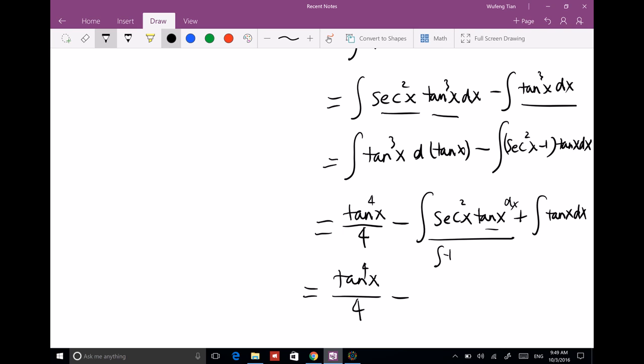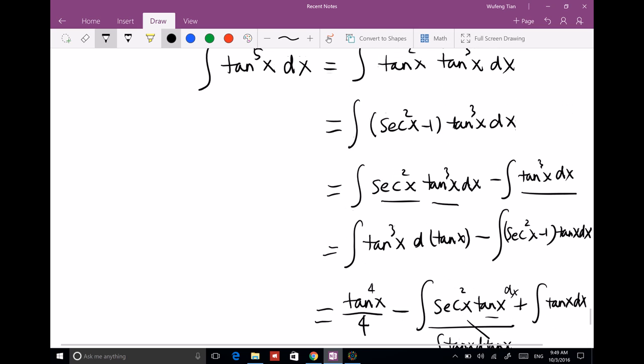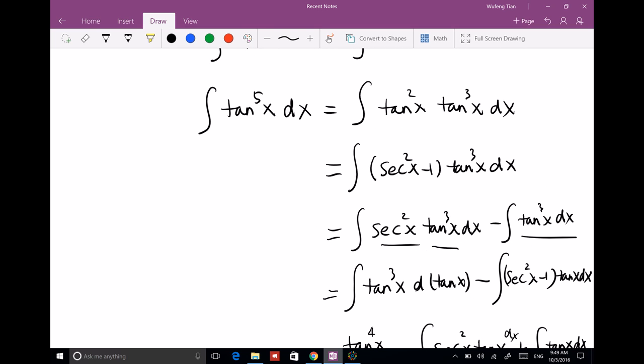So this can be just tangent x d of tangent x, because secant squared is d of tangent x, right? So the whole thing is going to be tangent x squared over 2. The antiderivative of tangent x is minus ln cosine x. That's just a formula, plus c. Okay. If the tangent x has a higher power and we don't have secant, you can take out a square and make a secant out.